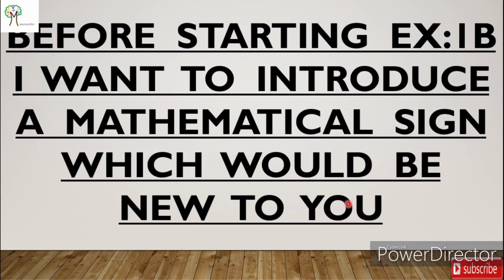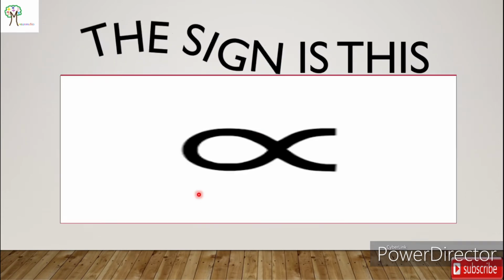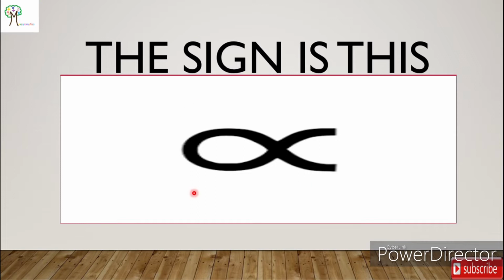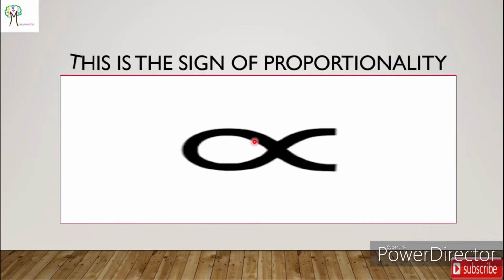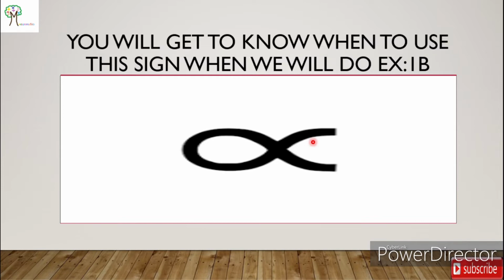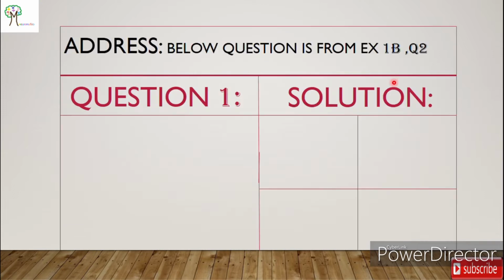Before starting exercise 1b, I want to introduce a mathematical sign which would be new to you. The sign is this sign. This sign is the sign of proportionality. You will get to know how and when to use this sign when we do exercise 1b.